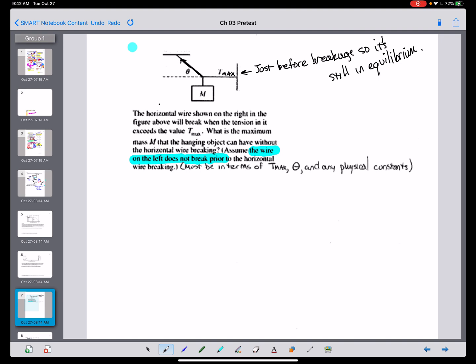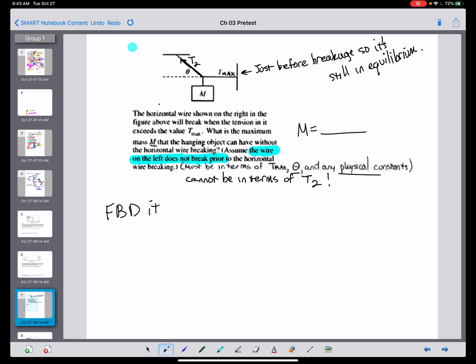So what do you want to call the other one? We have M pulling down, and let's call this T2 for now, since that's T max. Now, notice we want the maximum M. So we want M equals, boom. And it has to be in terms of T max, theta, and any physical constants. So notice what it can't be in terms of: that T2 that we just named. Okay, no big deal. Well, is this a VDATN problem? No, this is an FBDN problem. So we're going to FBD it.